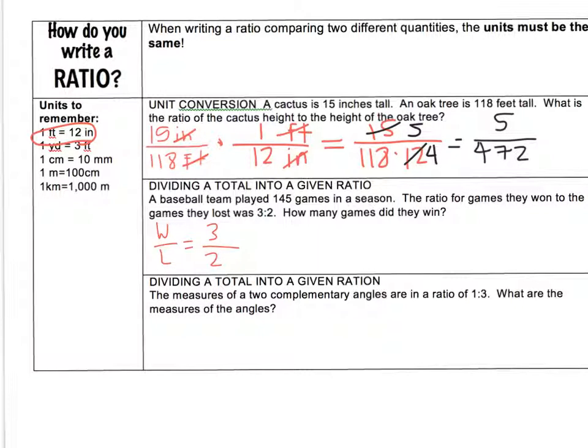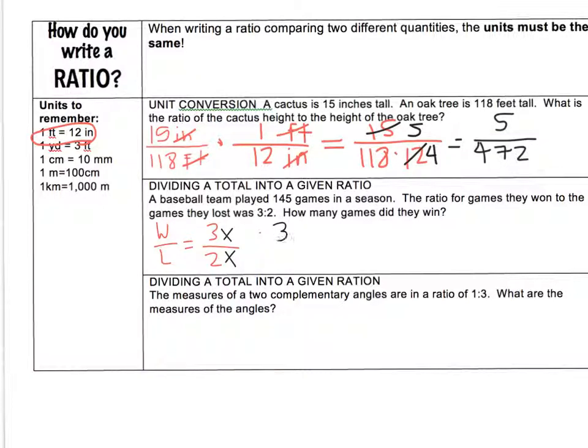We know it's not actually 3 wins and 2 losses, because together that's just 5, and we know they played 145 games. This goes back to why it's important not to have units with our ratios, because we can say that ratio is maintained no matter how many games they played. So we can say 3x compares to 2x, right? For every multiple of games that they played, it's going to maintain a 3 to 2 ratio.